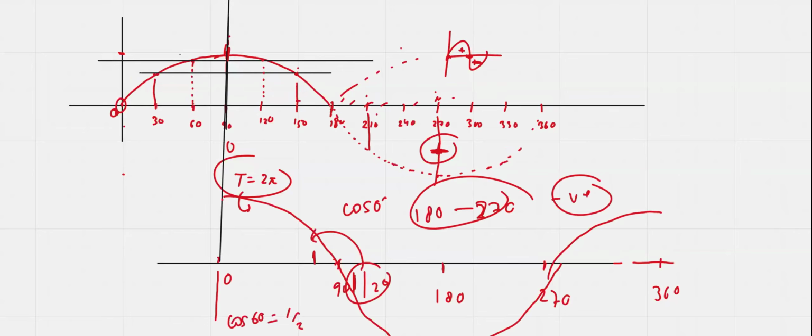1 by 2. So what is cos 120 degree? That is also 1 by 2. But this is below the line, right? So that will become minus. Is that clear? These are the things, how you can remember these values.